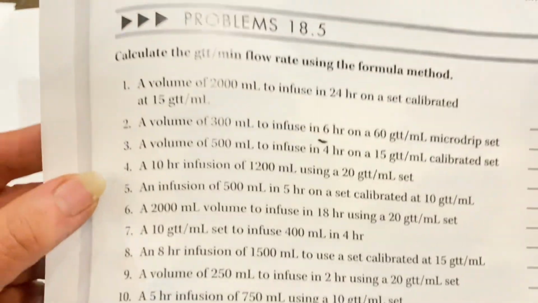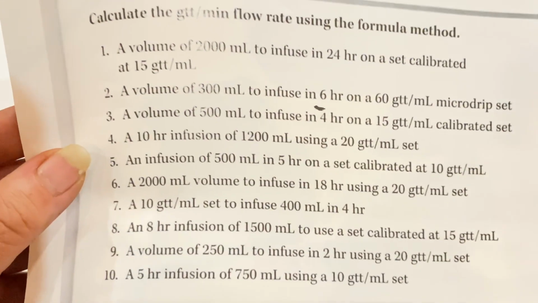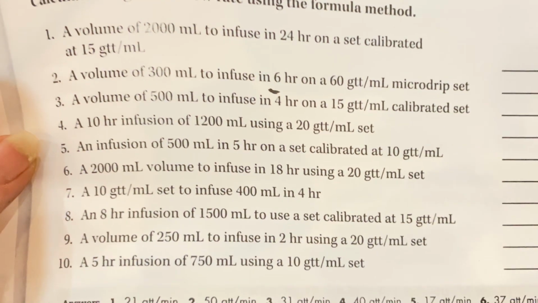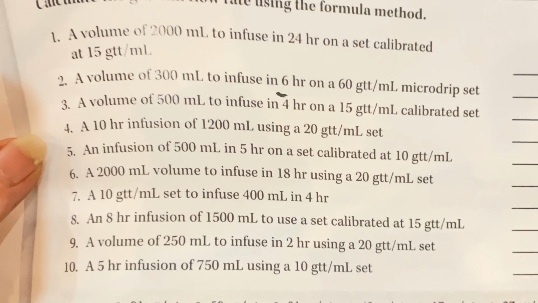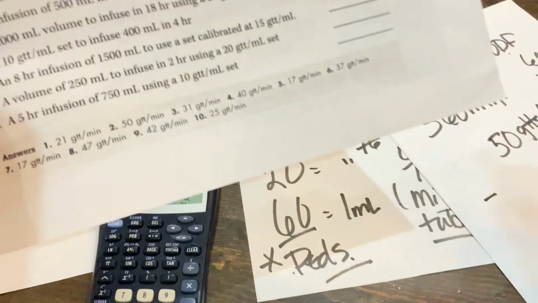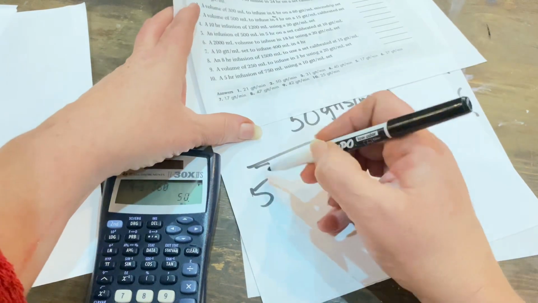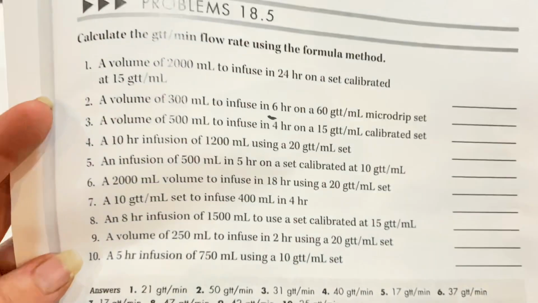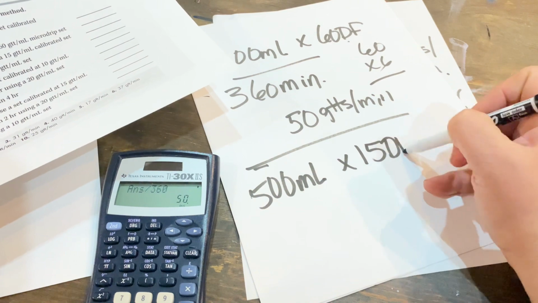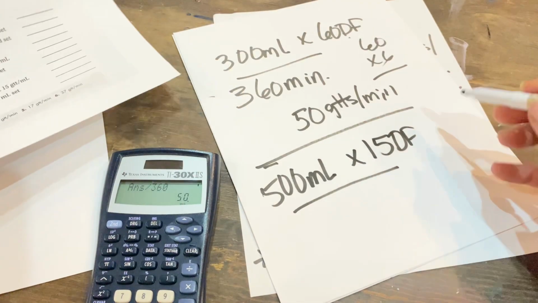Okay, let's do another one. Number 3. A volume of 500 milliliters to infuse in 4 hours on 15 drop set. So, excuse me, 500 milliliters on a 15 drop factor going in over 4 hours.